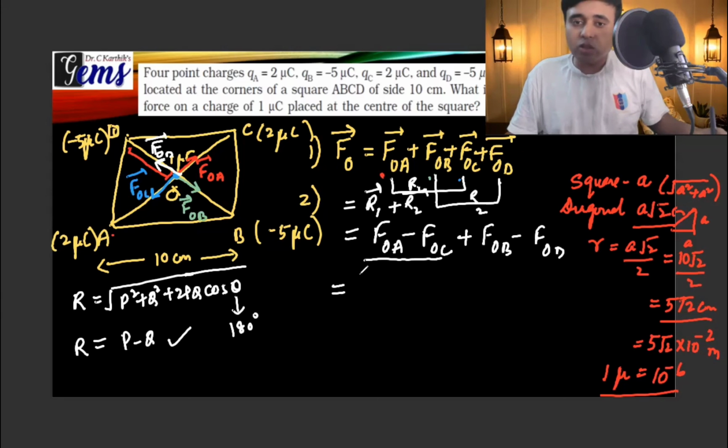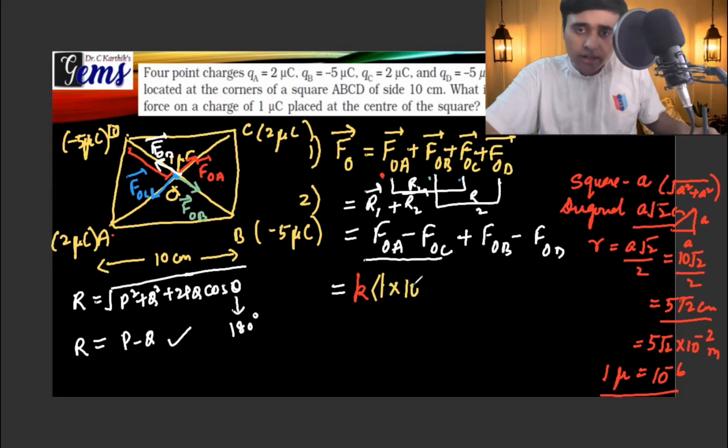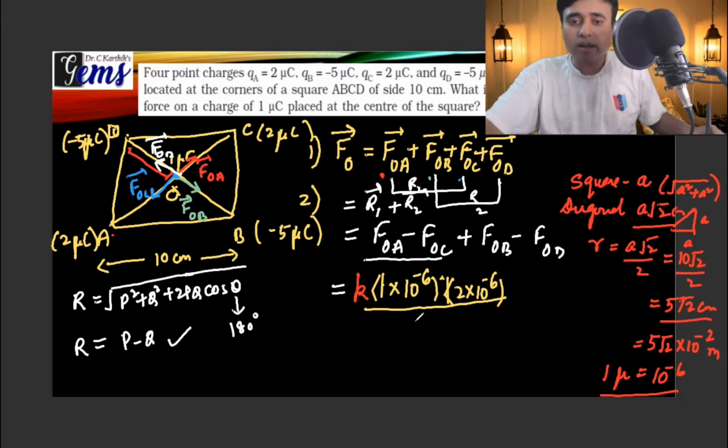So when you change this, you will see that FOA becomes K into... Now what is the OA? So I'm going to write here OA. The O charge is what? 1 microcoulomb. So I am going to write 1 into 10 raised to power minus 6. Similarly, how much is the second charge here? The second charge, that is nothing but your A. A is 2 into 10 raised to power minus 6 divided by, what is your R square? R is nothing but, already we have found out, 5 root 2, everything will be the same, all the distance, 10 raised to power minus 2 whole square.